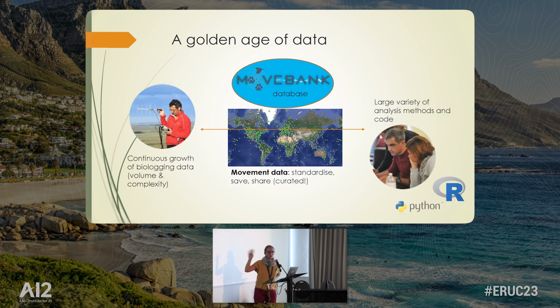You might have seen this slide before last year, sorry, but I think it nicely shows that in this golden age of data where we are now, tags are becoming cheaper by the day, and they're becoming smaller. You can collect many more data than you could maybe 10 or 20 years ago. So we have a continuous growth of biologging data in terms of volume and complexity. On the other hand, we have these guys that are analyzing the data with a large variety of analysis methods, because the data are getting more complex. You need more complex or different analysis tools.